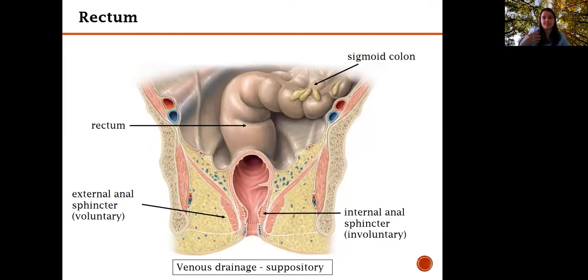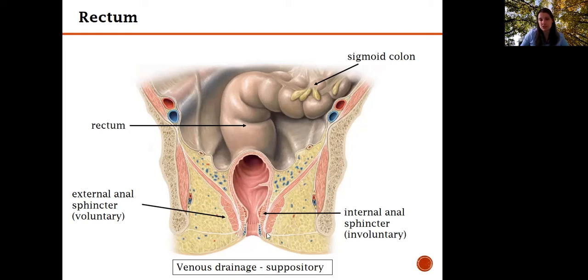and the lower part of the rectum, which is important for taking suppositories, the lower 2/3 of the rectum, the venous blood from here will be drained towards the inferior vena cava. And the inferior vena cava doesn't enter the liver. It goes behind the liver and enters the heart directly.